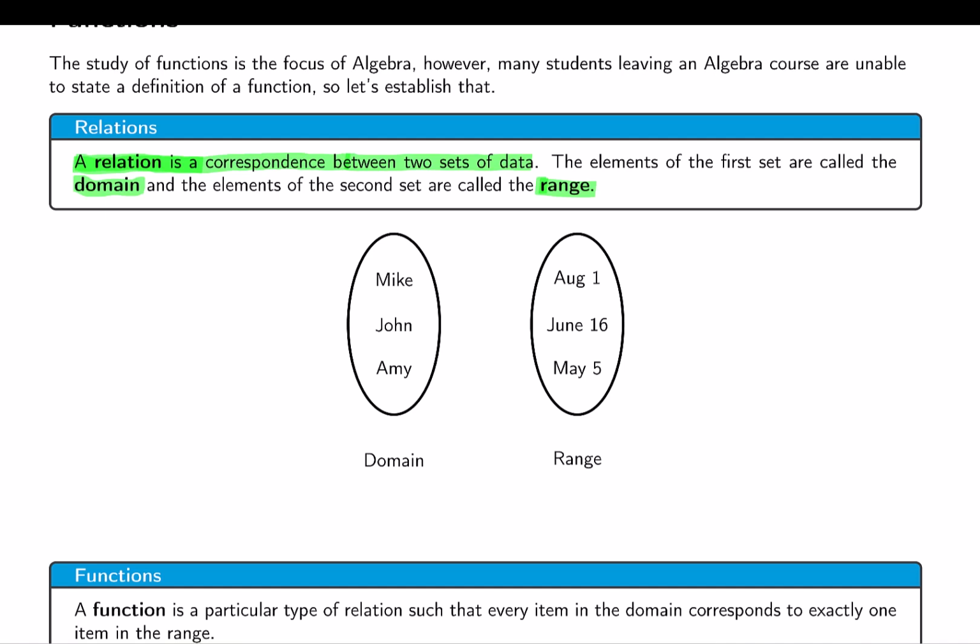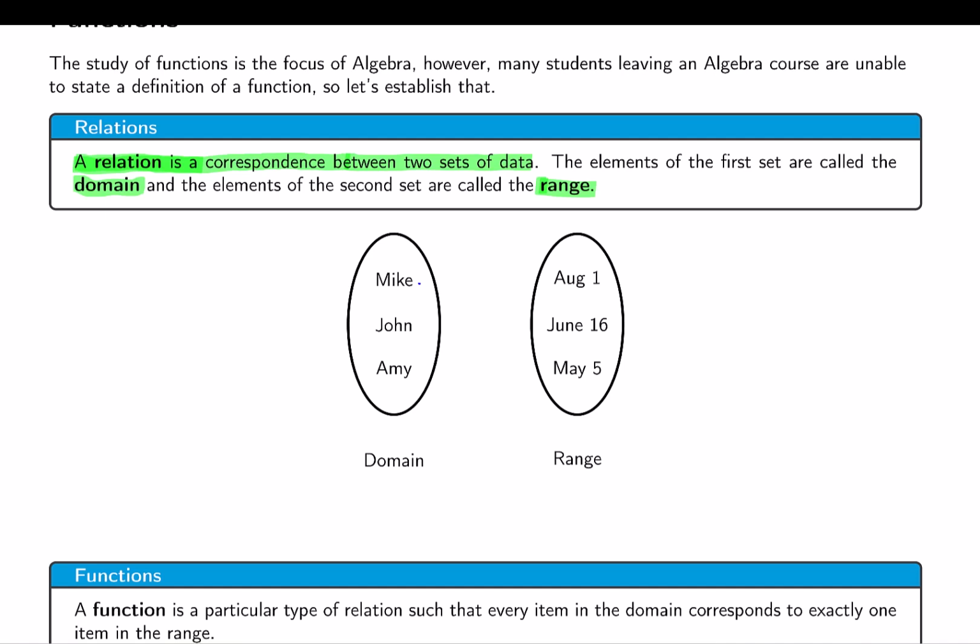I like to demonstrate these with bubble charts, and you're looking at one right here. You've got one bubble chart, which is a set of data, which has 3 names. And then you have another bubble chart, which is a different set of data, which is a few different dates. And that's not the relation itself. The relation is how these items correspond to one another.